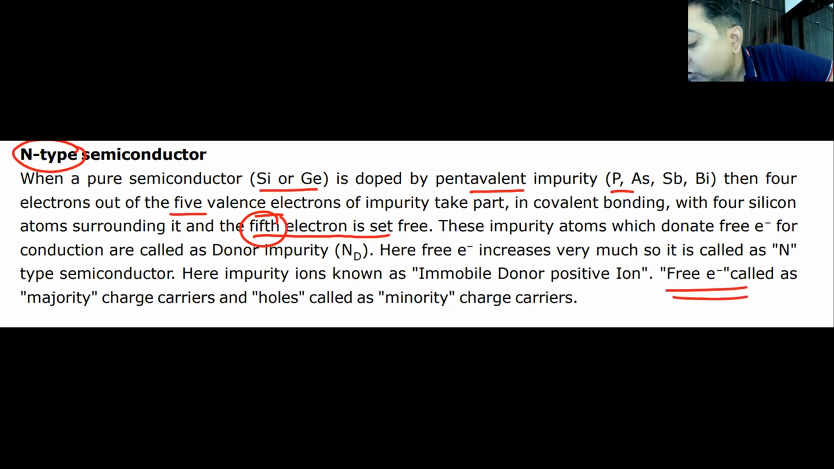Here, this free electron, and we'll have a lot of free electrons. These are majority carriers because they are more, so they will carry more current. Do we understand this?